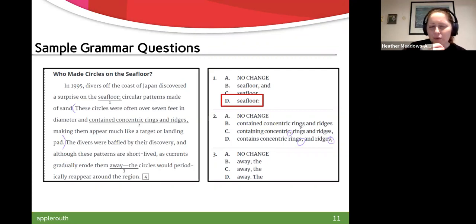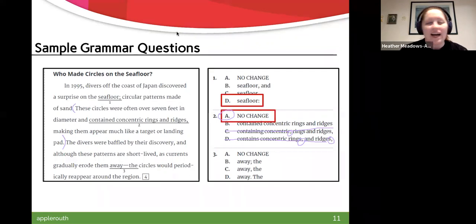So, concentric rings and ridges. Rings and ridges are two things. We don't need commas in between those, right? It's not a list. Three or more things need to come between that list. So we get rid of D. Then what about this one right here? This doesn't really make sense. Why would I separate concentric rings? Concentric rings is one idea. We don't really separate it. Then: these circles were often over 7 feet in diameter and contain concentric rings and ridges. That sounds good. That's independent. Making them appear much like a target or a landing pad. That's dependent. So we separate an independent and a dependent with a comma. So we end up picking A here for this question.